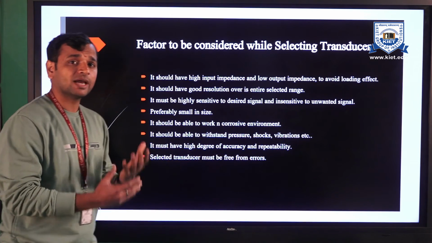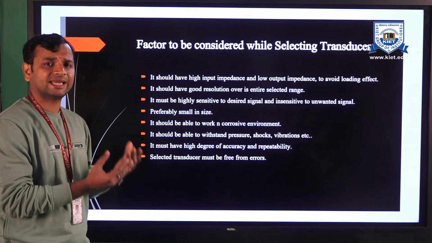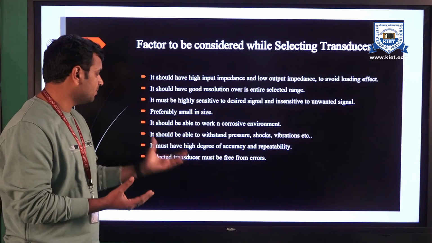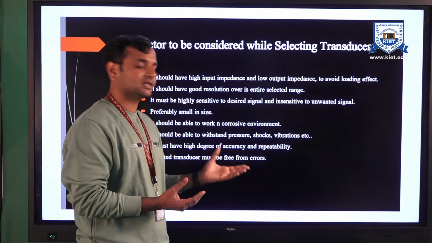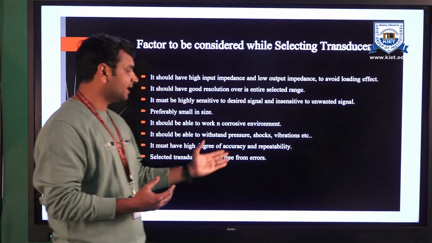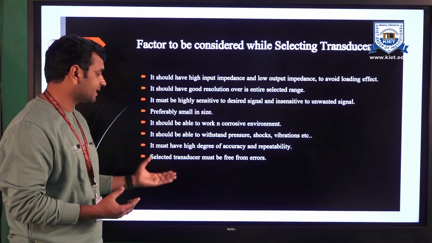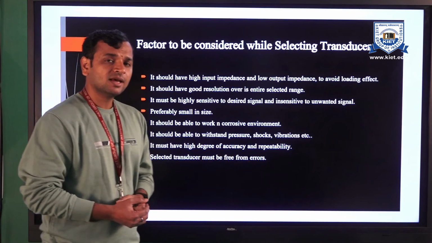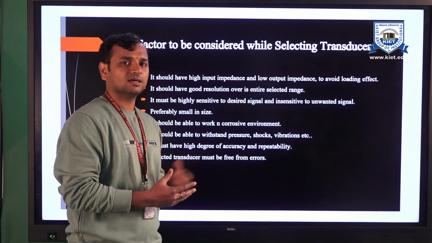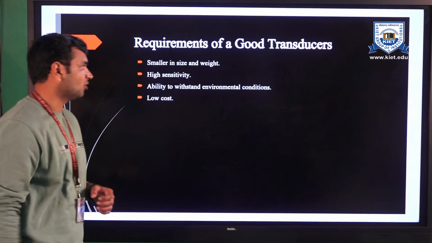That means the accuracy and the instrumentation characteristics we have studied in the previous semester, like accuracy and precision, should be good. That should be good only because it should be able to withstand pressure, shocks and vibration. It must have a high degree of accuracy and repeatability, as we have discussed earlier, and the selected transducer must be free from errors. The different types of errors we have already seen in the previous semester in the measuring instrument subject, instrumentation and measurement.